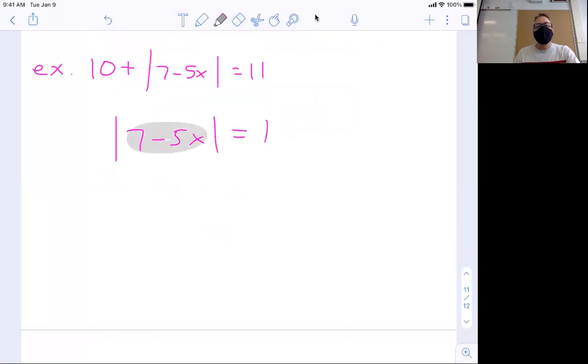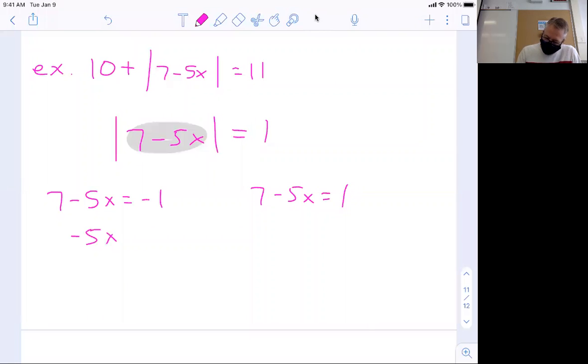Now that stuff can equal -1 or +1. So those are my two equations. 7 minus 5x equals -1, or 7 minus 5x equals +1. I'm going to solve those. So I have -5x is -8, and x is 8/5. And -5x is -6, and x is 6/5.